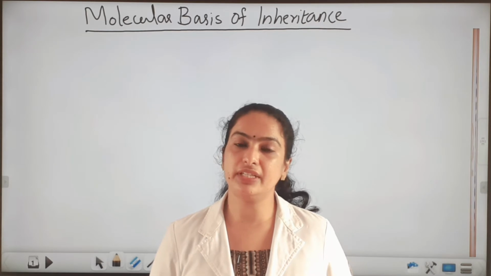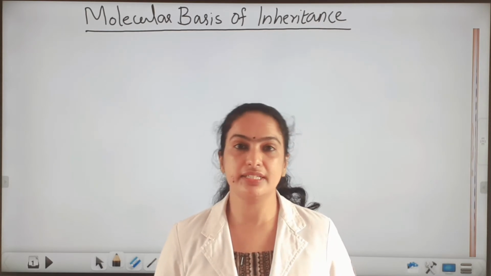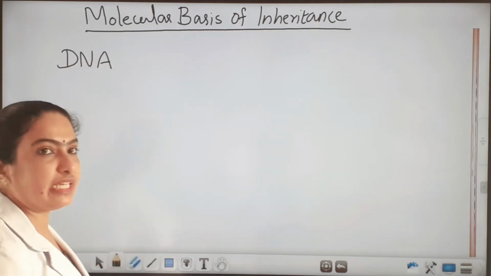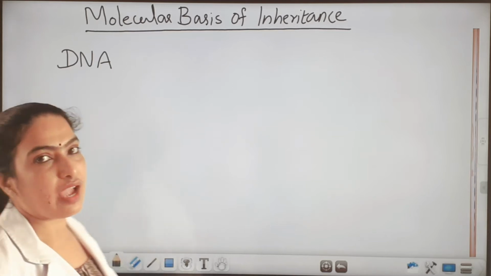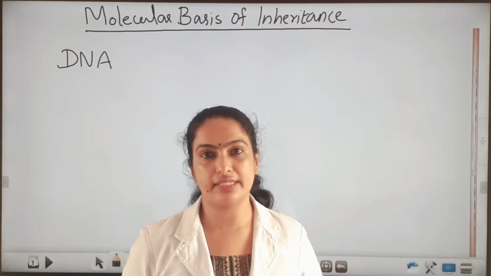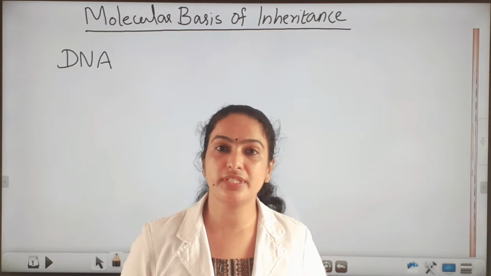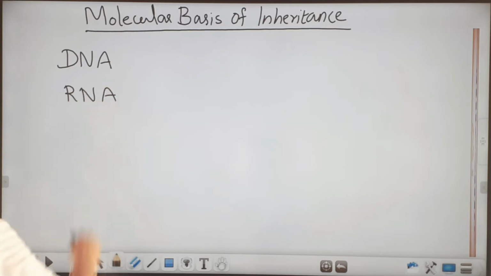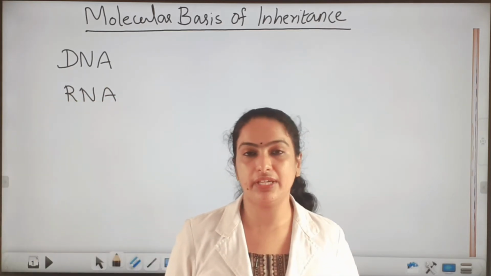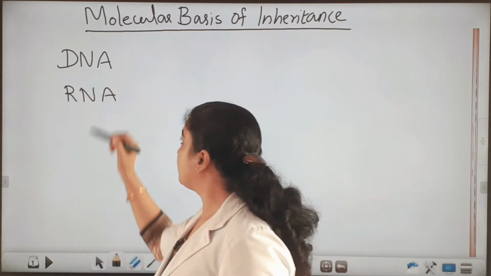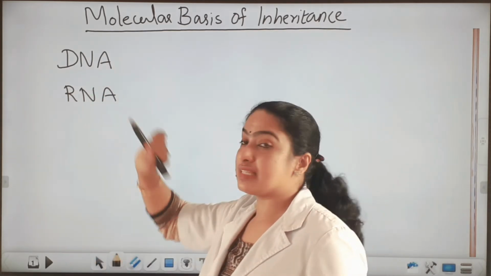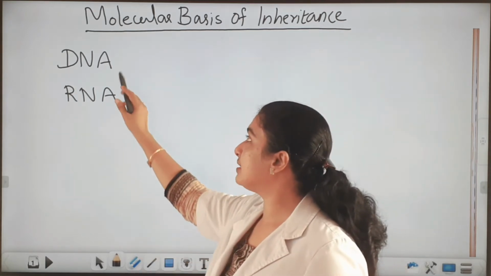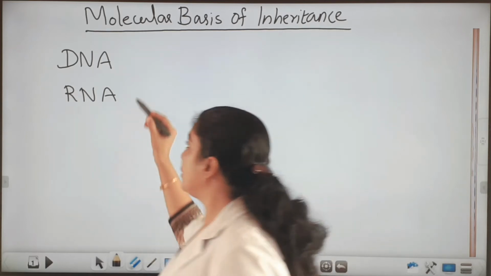So in most living things, the genetic material is DNA, that is deoxyribonucleic acid. It is a kind of nucleic acid. In living things, there are two types of nucleic acid: DNA and RNA. Out of these two nucleic acids, DNA acts as the genetic material in most living things. DNA is deoxyribonucleic acid and RNA is ribonucleic acid.